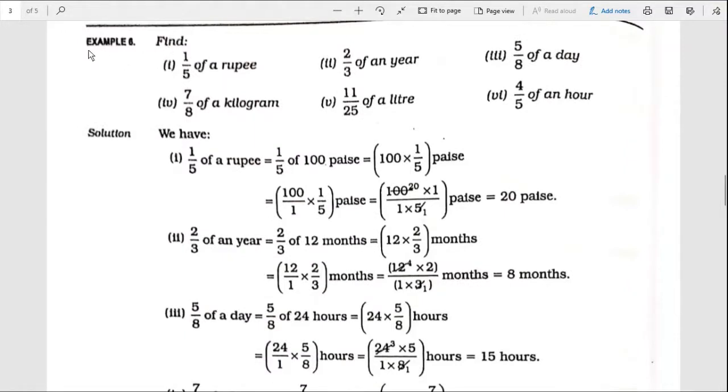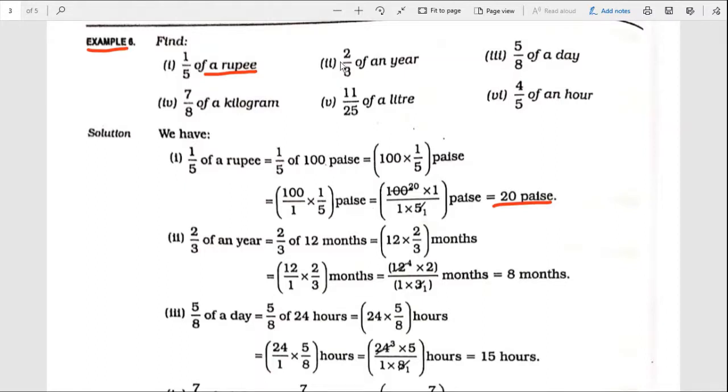In example number 6, find 1 by 5 of a rupee. A rupee means 100 paise. So 1 by 5 of a rupee is equal to 1 by 5 of 100 paise. So 5 twenties are 100, and this is 20. So the answer of 1 by 5 of a rupee is 20 paise.